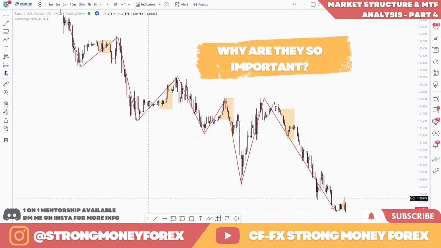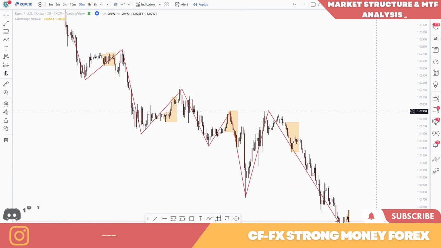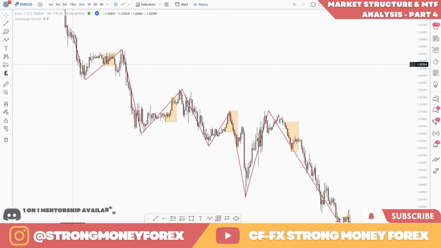Now, the significance of these breaks of structure is this: in every time frame there is a different trend. So whilst we're on a downtrend on this time frame, when we drop down to this time frame, this is an uptrend. When we drop down to this time frame, this is an uptrend. So the counter-trend moves in this are on different time frames. They're on lower time frames.